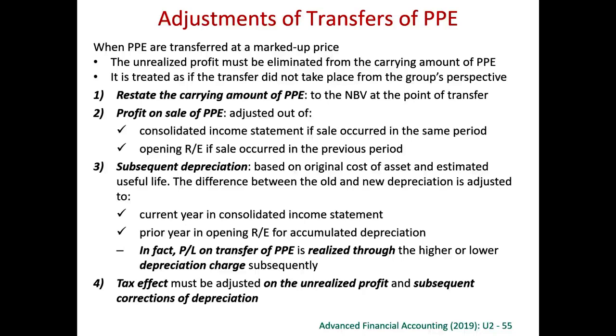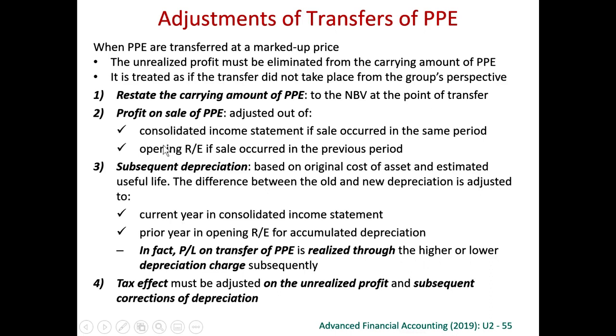Now we come to the intra-group transaction for the property, plant and equipment. Similar to the intra-group transaction for the inventory, any intra-group sales of property, plant and equipment should not be regarded as sales. So therefore, we try to reinstate everything to the original carrying amount. So any gain on disposal of the property, plant and equipment should be eliminated on consolidation.